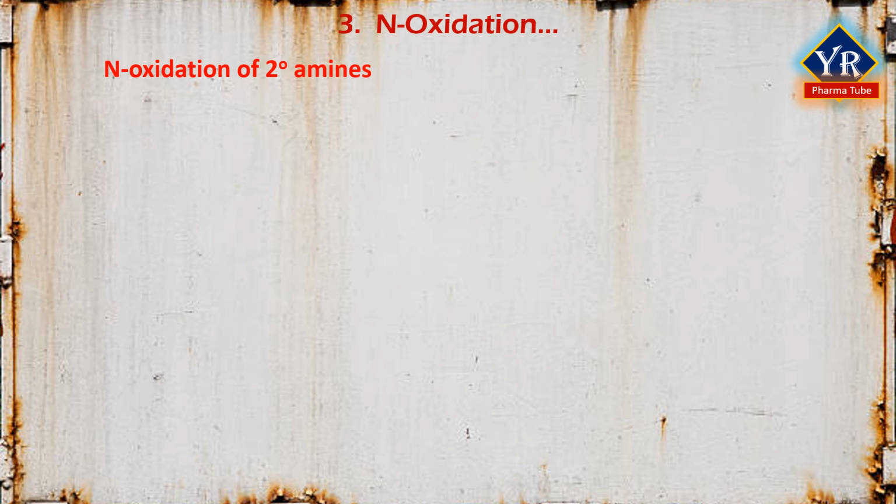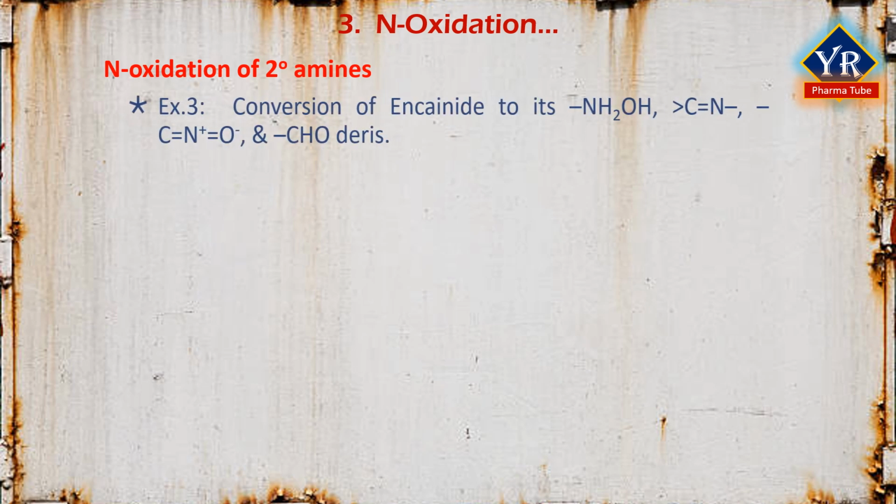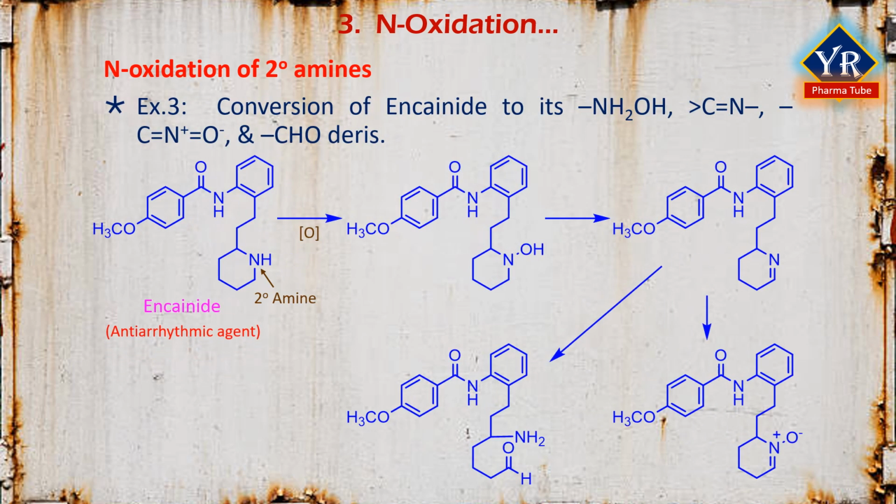N-oxidation of secondary amines. N-oxidation of secondary amines can sequentially form hydroxylamines, imines, nitrones, and aldehydes. On the rare occasion that both carbon atoms attached to the secondary amine lack a hydrogen atom, then only a hydroxylamine can be formed. An example of what could occur with the N-oxidation of a secondary amine is shown with encainide.